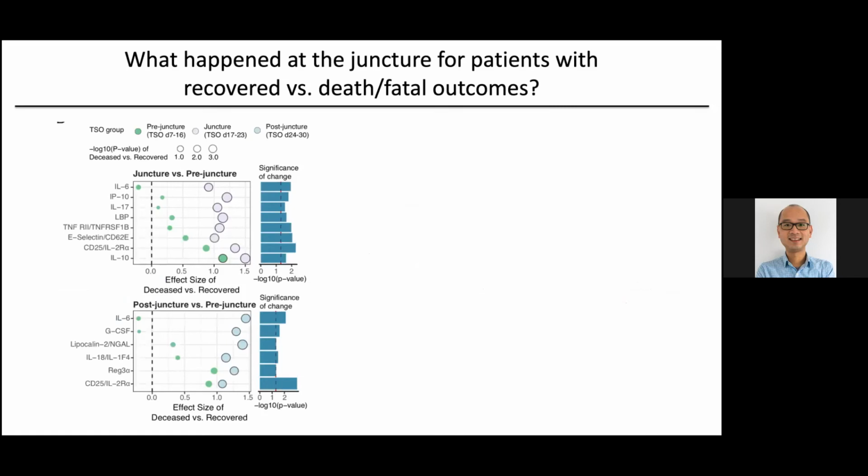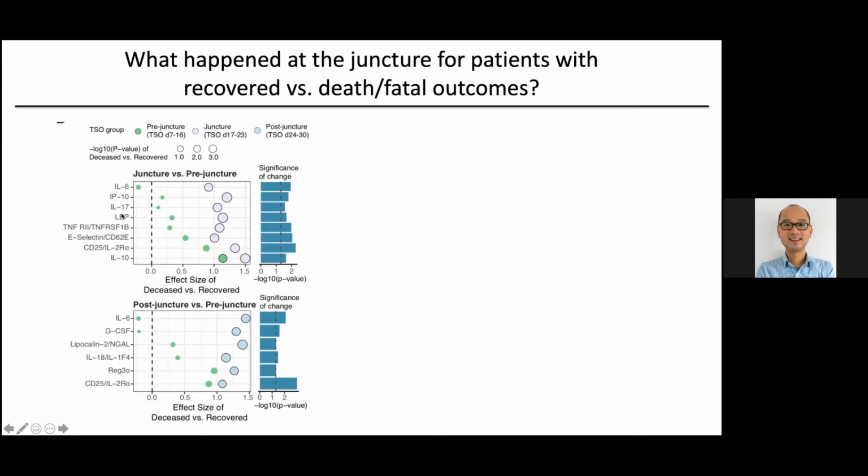What we did was ask which proteins or markers are shifting right around that period. And we found a very statistically significant number of such proteins, particularly pro-inflammatory molecules like IL-6. For example, in IL-6, by the time you hit the juncture, when you compare those who proceed onto fatality versus those who recover, they start to exhibit large differences in the level of IL-6 at this time period compared to before, right?